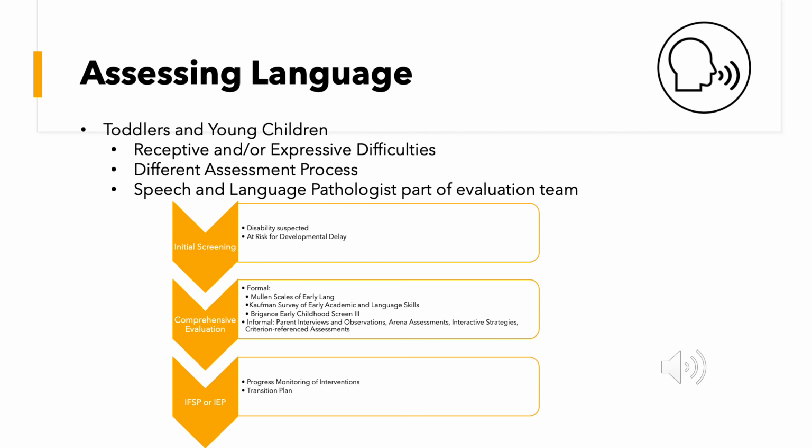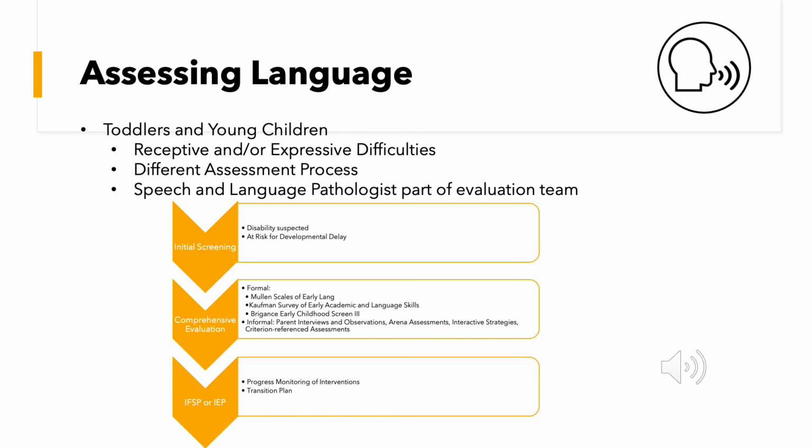Step 1 is an initial screening. Here, the purpose of the screening is to determine whether an infant or toddler is suspected of having a disability and is therefore in need of early intervention services. Step 2 is the comprehensive evaluation with both formal and informal assessments.